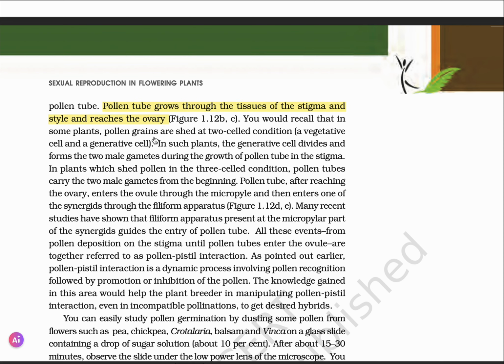You would recall that in some plants pollen grains are shed at the two-celled condition, which is 60% of angiosperms. In such plants, the generative cell divides to form two male gametes during the growth of the pollen tube in the stigma. In plants which shed pollen in the three-celled condition, the pollen tube carries two male gametes from the beginning, which is 40% of angiosperms. The pollen tube, after reaching the ovary, enters the ovule through the micropyle and enters one of the synergids through the filiform apparatus.